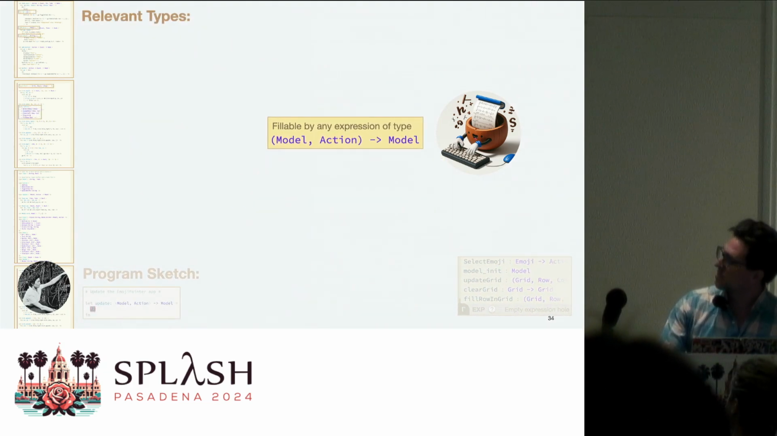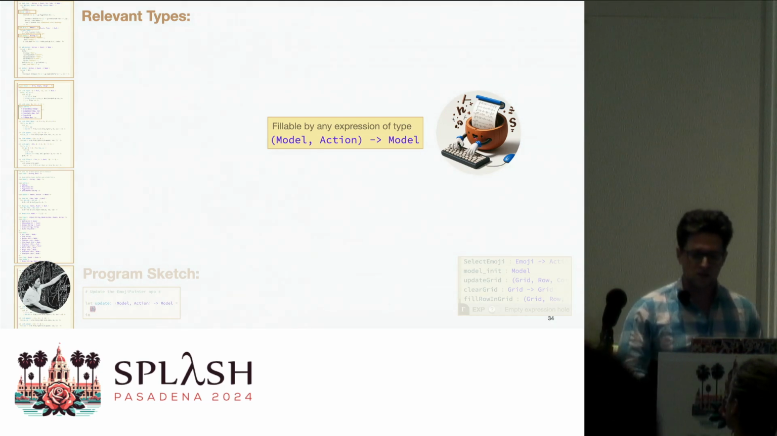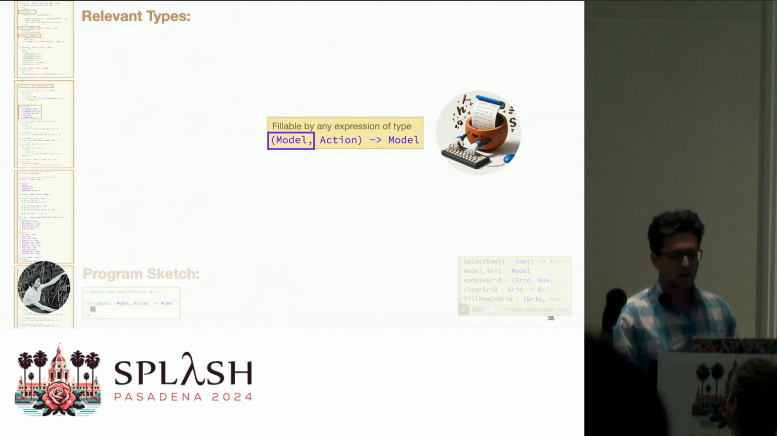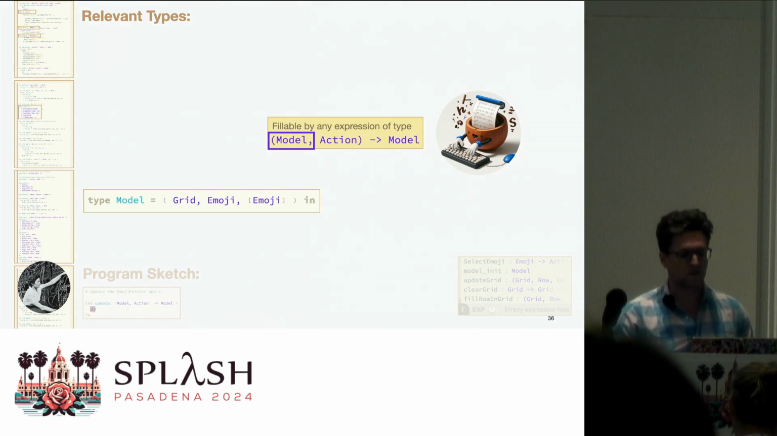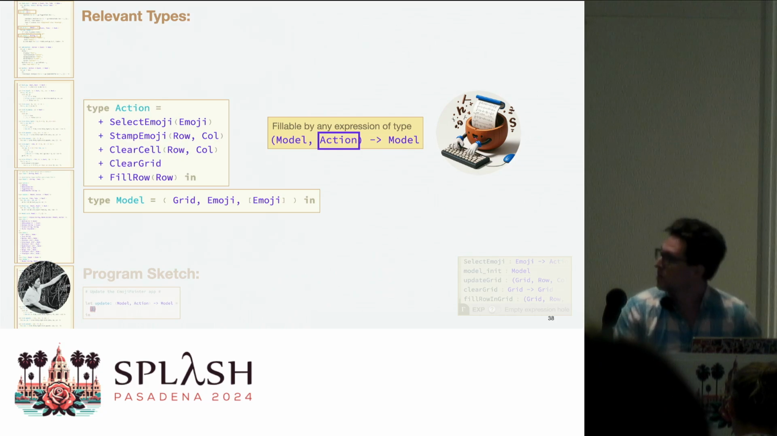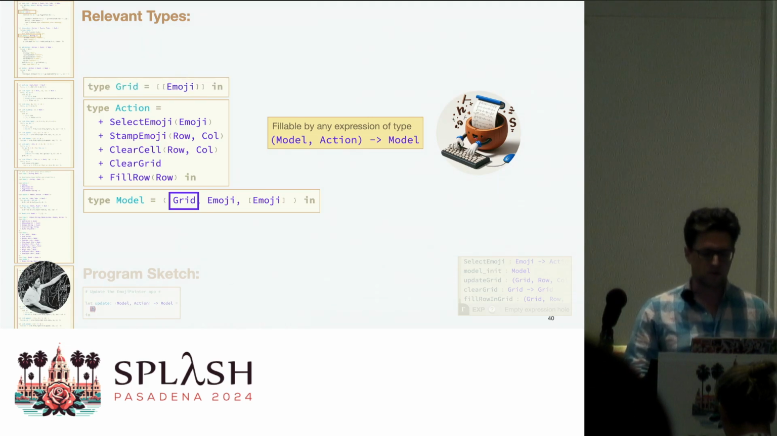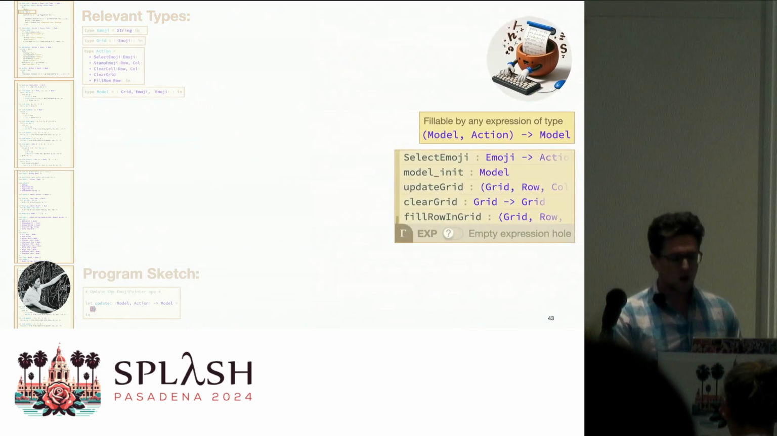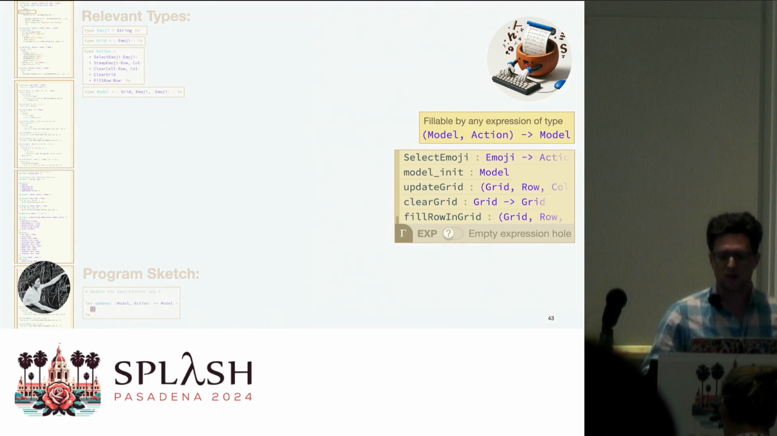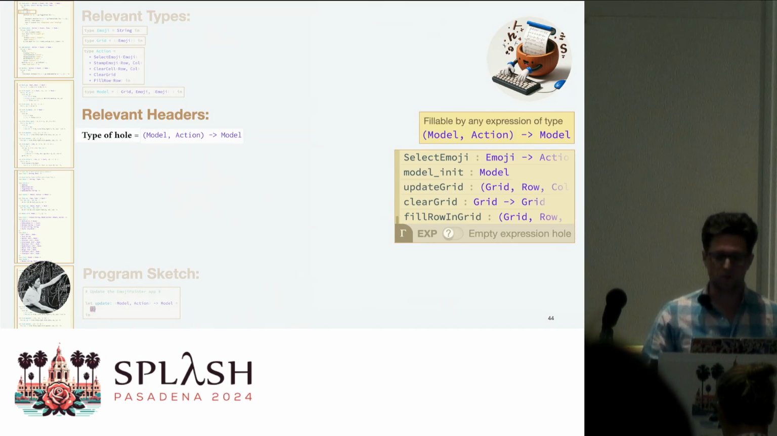Putting the typing context aside for the moment, the language server then uses the expected type to extract relevant type definitions from the code base. The language server deconstructs the type, in this case retrieving the model type definition. Similarly, it retrieves the action type definition, and this process continues recursively, retrieving the grid type definition, and finally the emoji type definition. With these relevant values retrieved, we then proceed to extract relevant function and value headers using the typing context. Again, we start with the type of the hole.